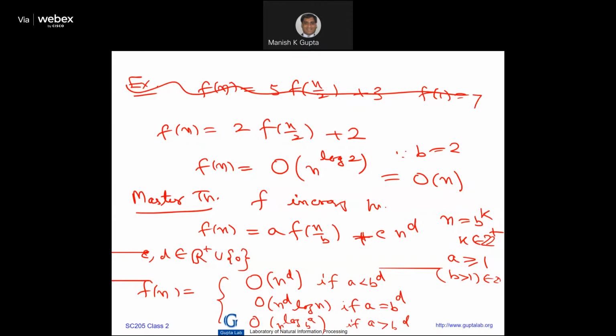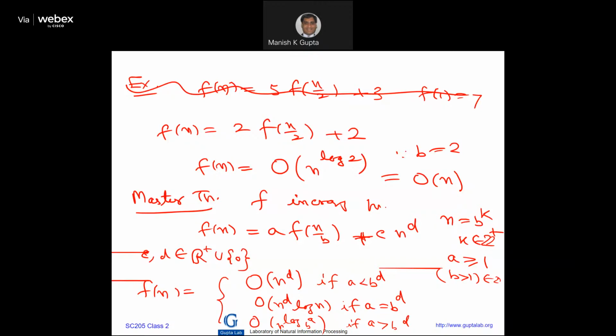Of course, I'm skipping the proof because you can look at it when you do a more advanced course in algorithms. But anyway, you should know the theorem and you should know how to apply it. So f of n is big O of n raised to power d if a is less than b raised to power d, big O of n raised to power d times log n if a is equal to b raised to power d, and big O of n raised to power log b base a if a is greater than b raised to power d. So this is known as the master theorem, a very beautiful theorem.